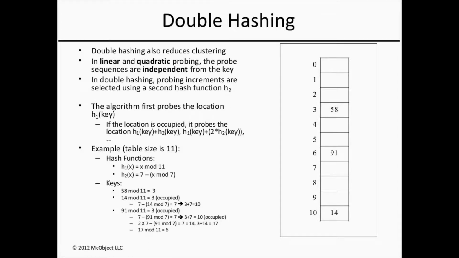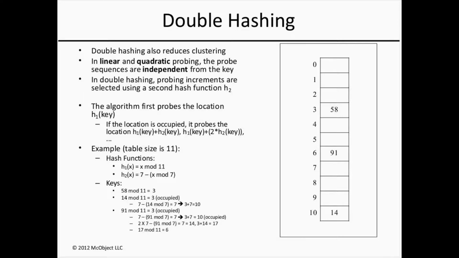Double hashing exhibits the least clustering, but has the worst cache performance. In this example, the first hash function is the value modulus 11, as in the previous examples, and then to resolve collisions, the second hash function is 7 minus the value modulus 7, which is multiplied by 2, 3, 4, and so on when further probes are required.